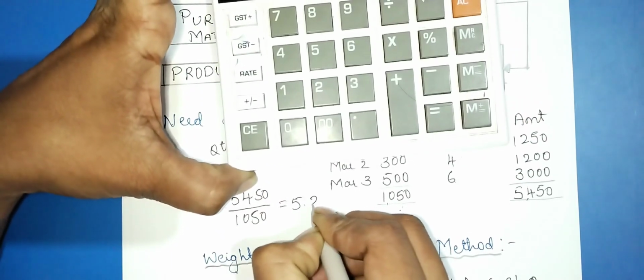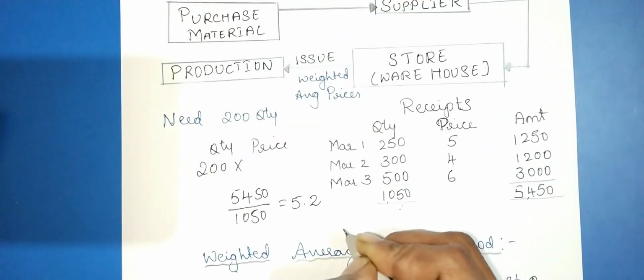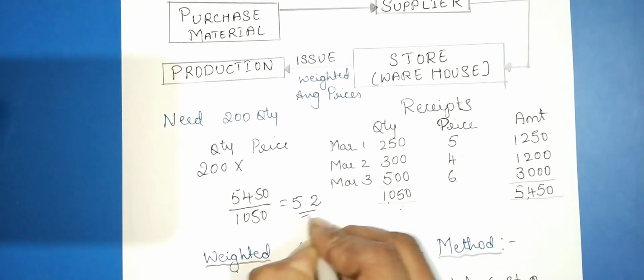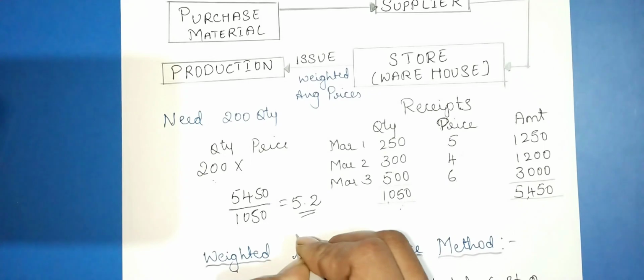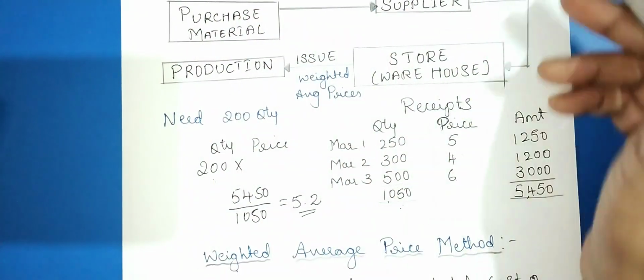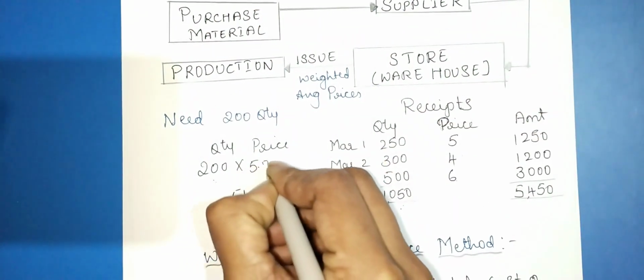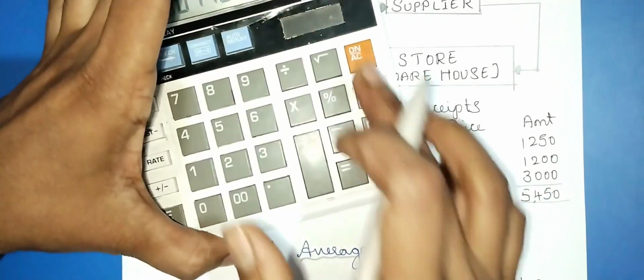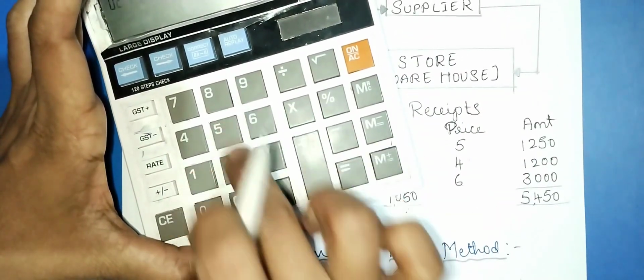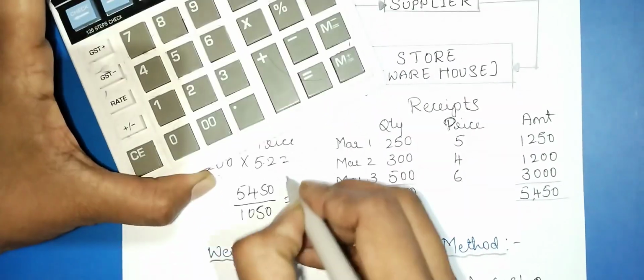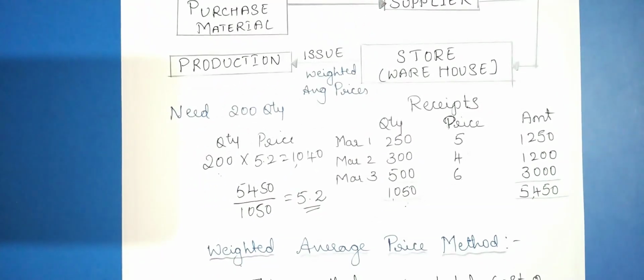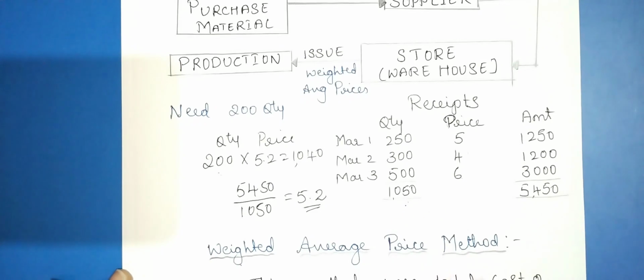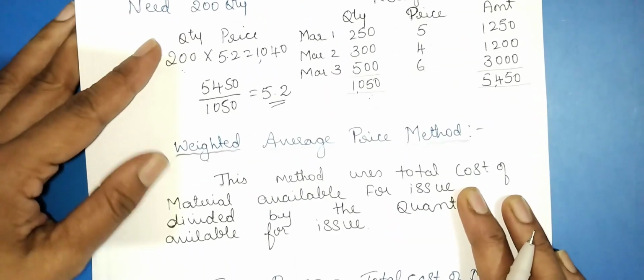We'll take 5.2. This is the price at which we are issuing this 200 quantity under the weighted average price method. 5.2. Now 200 into 5.2, the value of the stock is 1040. Okay. Now we'll understand the meaning and then we'll solve one question also.